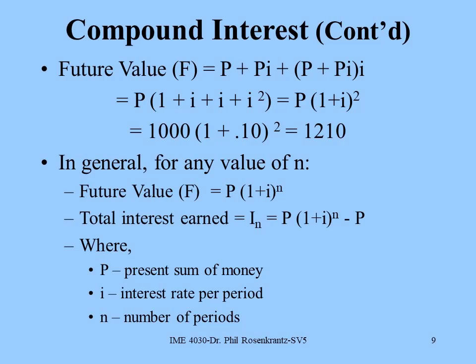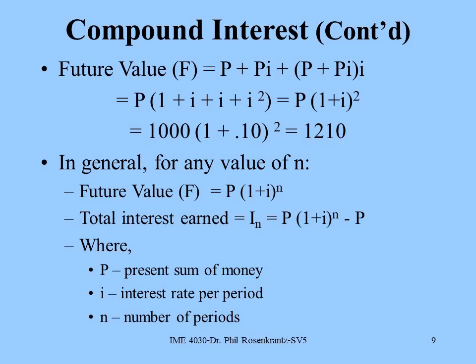Now, in general, if we extrapolate that and we go to longer periods, instead of 2 years, we go to 3, 4, or up to n periods, we actually can derive a general formula, and it's in your book if you want to look at it, where the future value is equal to the present value times 1 plus i to the nth power. And the interest earned would be that minus the principal. And that formula there is a very fundamental or foundational formula, and it shows the effect of compounding.